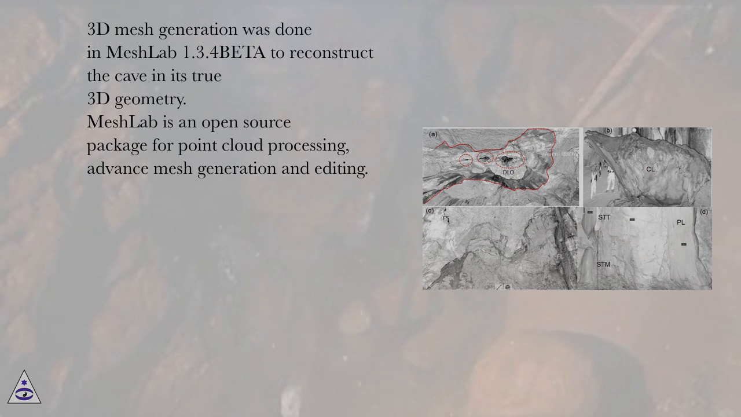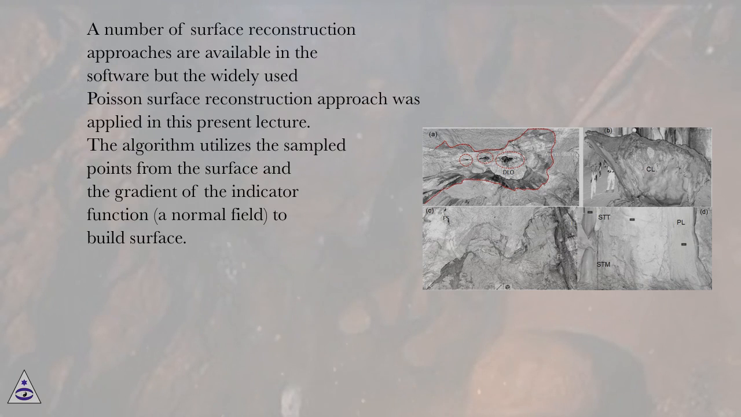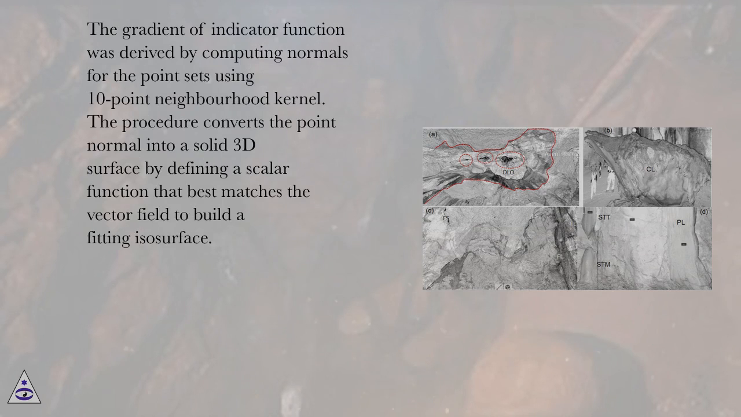MeshLab is an open-source package for point cloud processing, advanced mesh generation and editing. A number of surface reconstruction approaches are available in the software, but the widely used Poisson surface reconstruction approach was applied in this present lecture. The algorithm utilizes the sampled points from the surface and the gradient of the indicator function, a normal field, to build the surface. The gradient of the indicator function was derived by computing normals for the point sets using a 10-point neighborhood kernel.